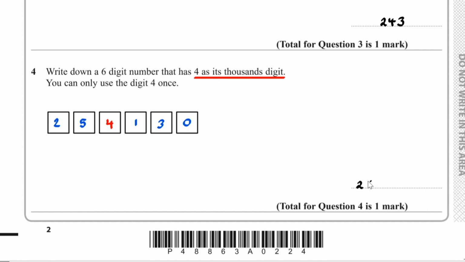This is an example of a 6-digit number that has 4 as its thousands digit. So we have 2, 5, 4, 1, 3, 0 as an example of a number we could write down.